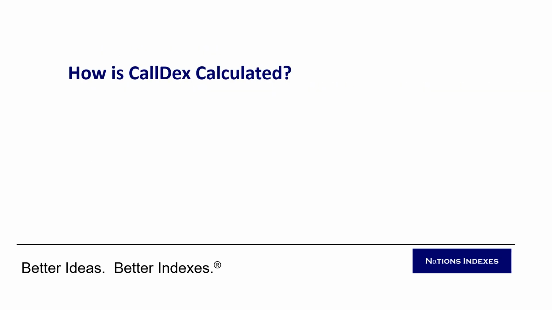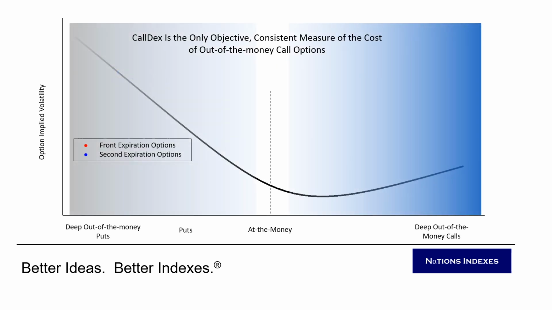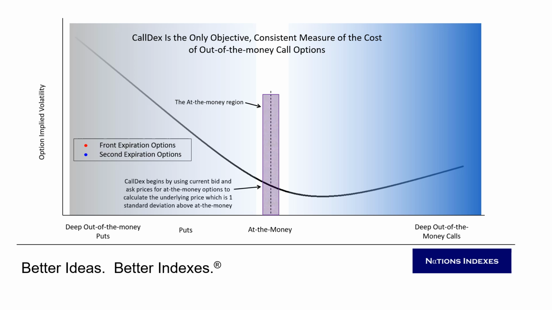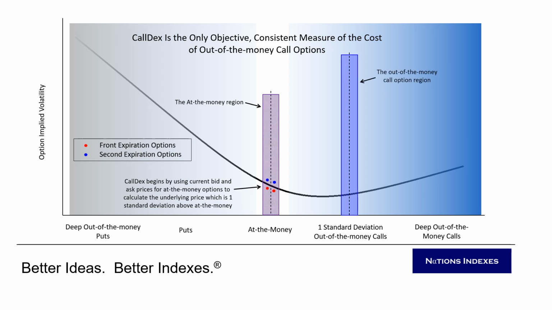Let's learn how CallDex is calculated. As you can see, we begin the calculation of CallDex by using bid and ask prices in at-the-money options to calculate the CallDex threshold. Calculating the relevant threshold is the first step in the construction of many of our indexes. The threshold calculated using these options is the asset price that is exactly one standard deviation above the current at-the-money price. This means CallDex remains relevant since it uses up-to-the-second option prices and never uses stale historical index levels to calculate the call threshold.